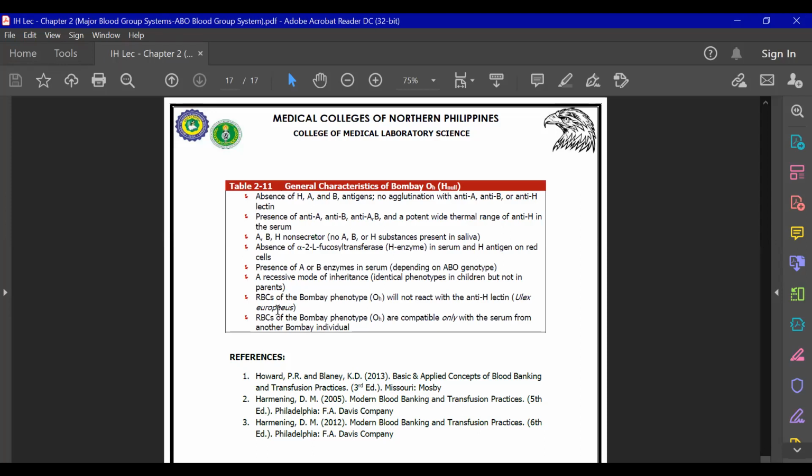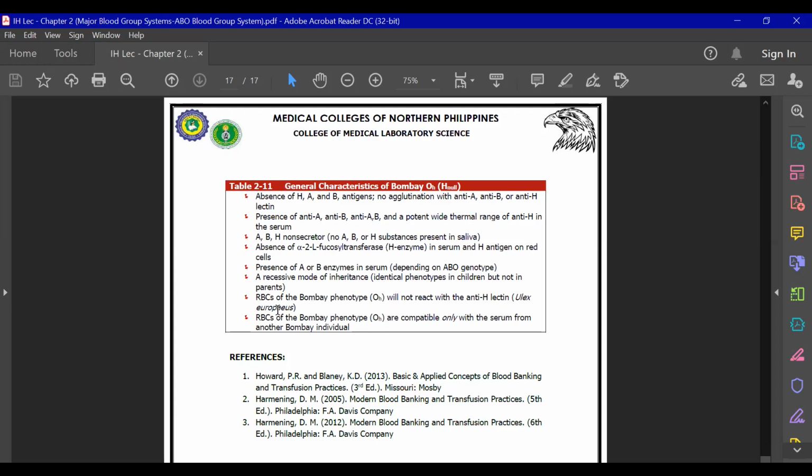So the RBCs of your Bombay phenotype, when reacted with your anti-H lectin, ang magiging result would be no agglutination. Kasi walang H antigen on the red cells. So RBCs of the Bombay phenotype, they are compatible only with the serum from another Bombay individual, and bigyan naman na natin yan ng explanation kanina.